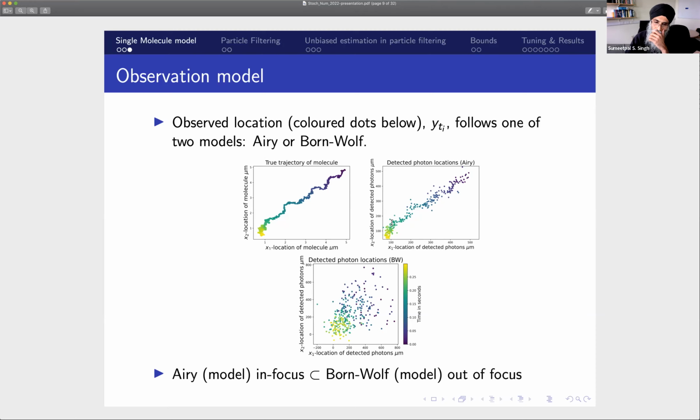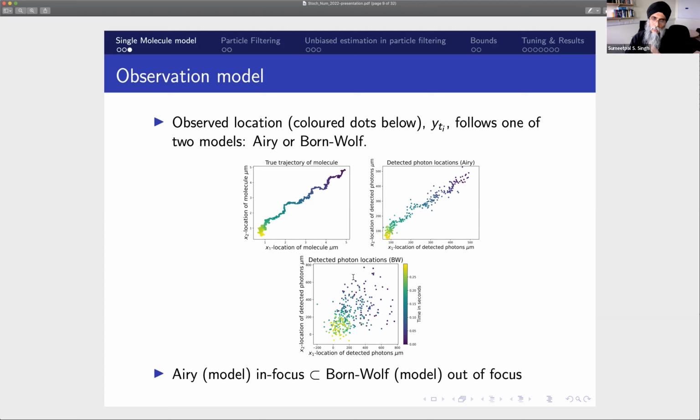But we're going to be working with a 3D model for generating observations. Because the molecule is moving, it can move in and out of focus. And the appropriate model for a molecule that changes depth, which means it's moving in and out of focus, is an observation process that looks like this.